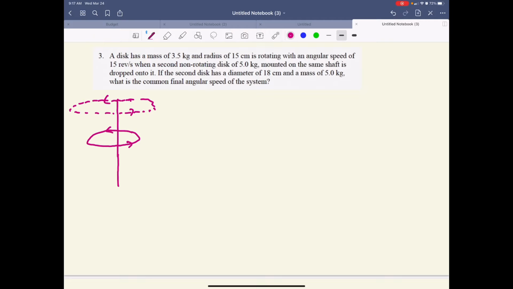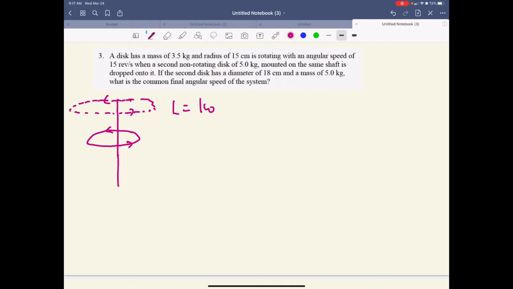And we're trying to figure out the final angular speed, which is omega. It's a spin rate, so it's going to be in radians per second. We're trying to figure out what the final angular speed of the system is. So the first thing we're going to do is figure out the total angular momentum of the first disk, because whatever that angular momentum is, it's going to have to be shared with the second disk, and you can imagine obviously the whole system will slow down because of the greater mass.